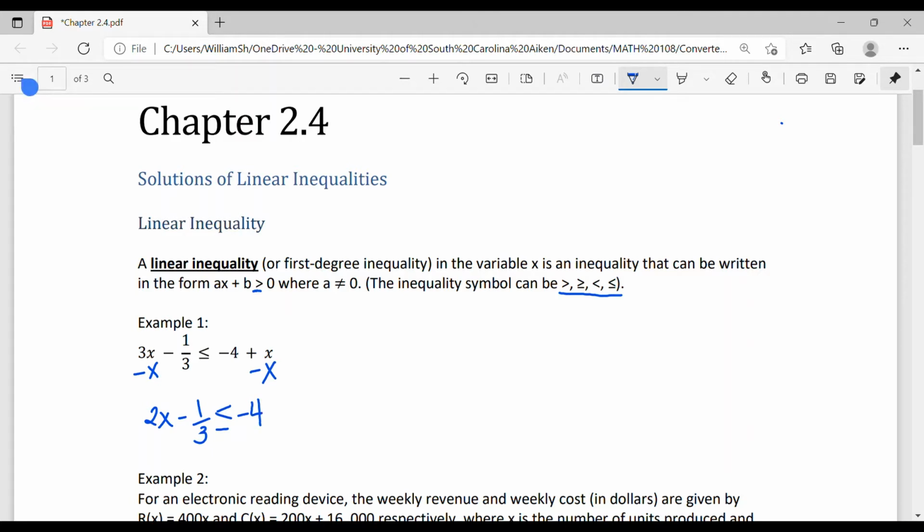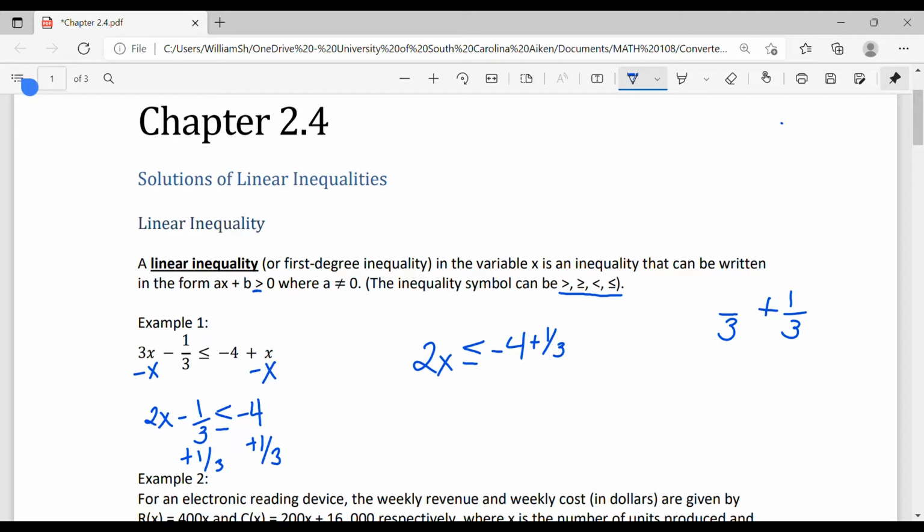Now, I want to get x by itself, so I need to add a third to each side. And I'm going to get 2x is less than or equal to negative 4 plus 1/3. And I do need to simplify that. So I'm going to come over here, find a common denominator. That's going to be 3.